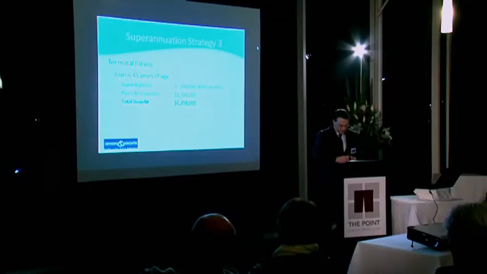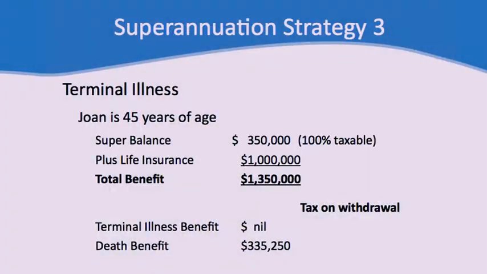Now, she could just leave it and let things be, and when she dies, her children can collect the money from the superannuation fund. However, if she did that, there would be tax of $335,000 payable. So as you can see, if she was to take the money, having satisfied the terminal illness qualification, there's a very significant tax saving.